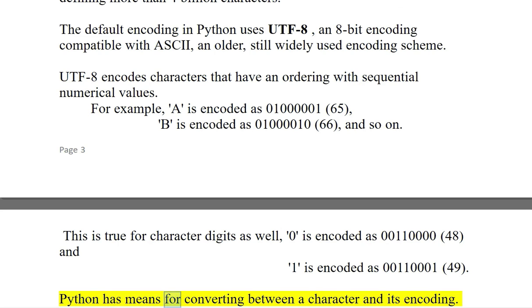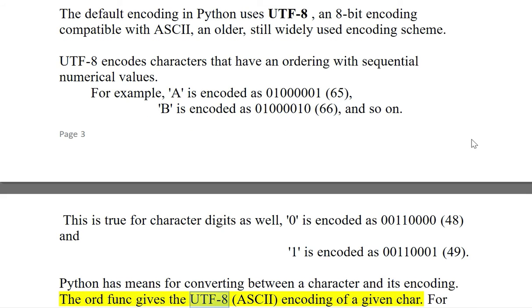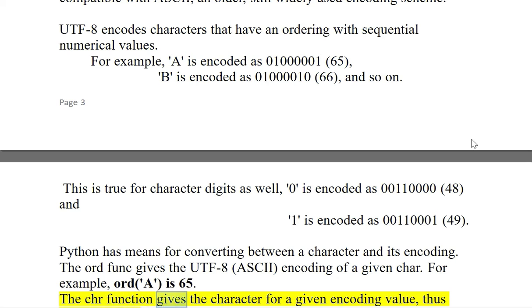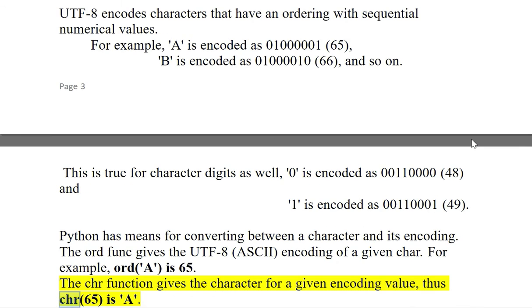Python has means for converting between a character and its encoding. The ord function gives the UTF-8, ASCII, encoding of a given character. For example, ord('A') is 65. The chr function gives the character for a given encoding value. chr(65) is 'A'.